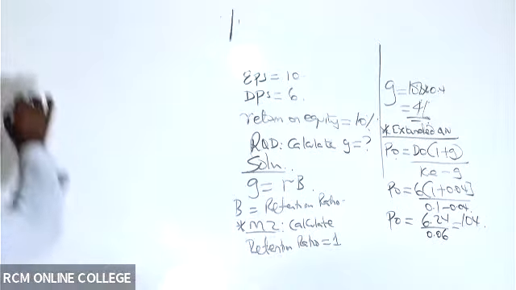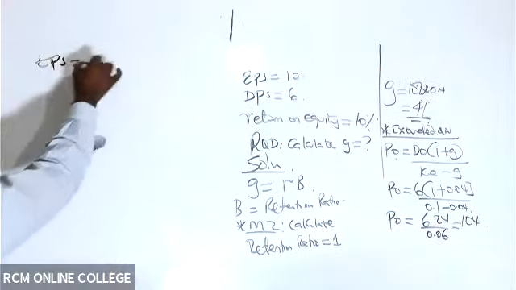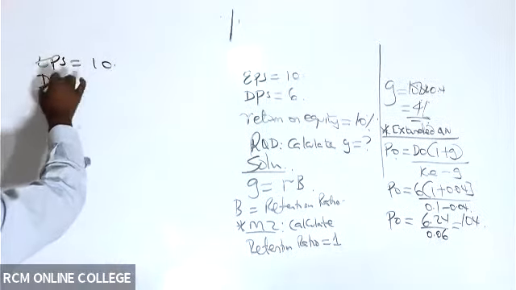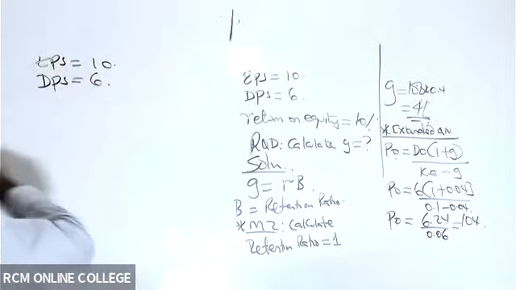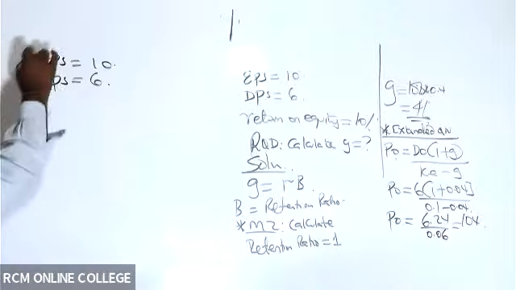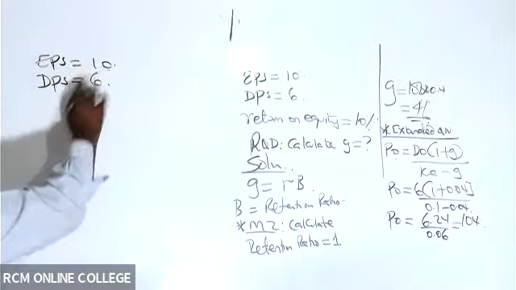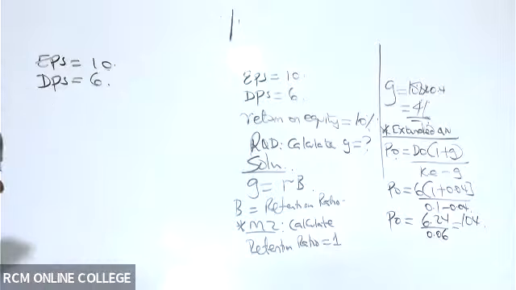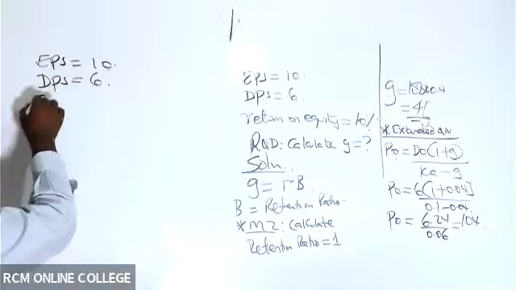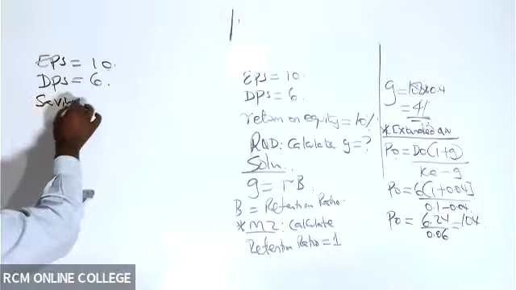You see, we have here EPS is 10 and DPS is 6. So the company has been able to earn 10 bob, and then they are paying how much here, somebody? They are paying 6 bob, isn't it? Then somebody should be able to see how much the company is saving. How much are they retaining?